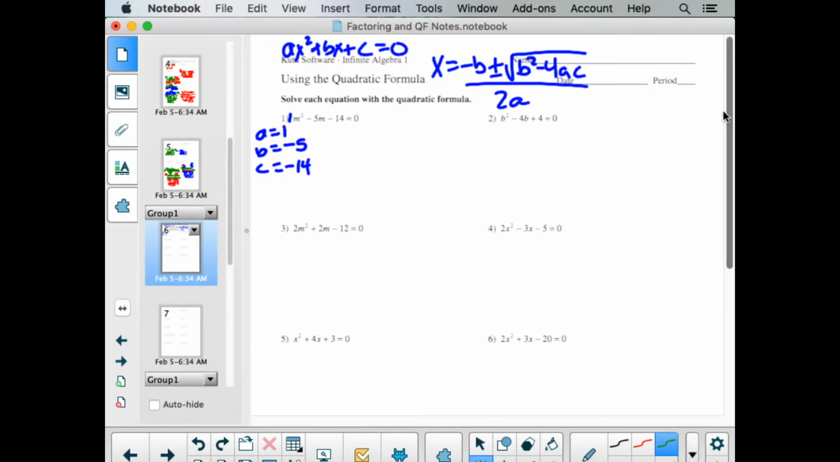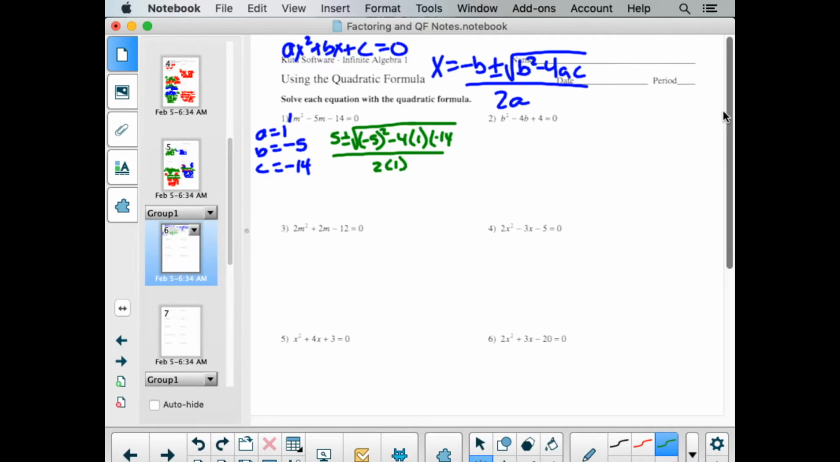So it's negative b. However, right now b is already a negative. So it's a negative negative, meaning it's going to turn into a positive, plus or minus the square root of b squared. Now I'm going to be really careful, and I'm going to put my negative 5 in parentheses, minus 4 times a times c, all over 2 times a.